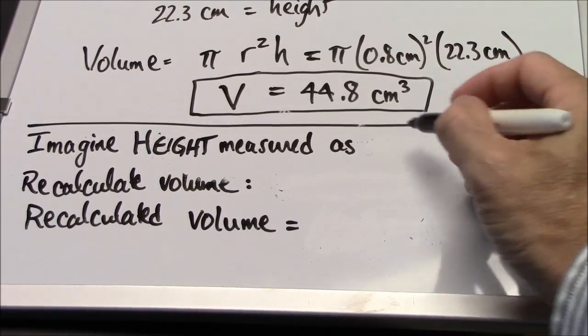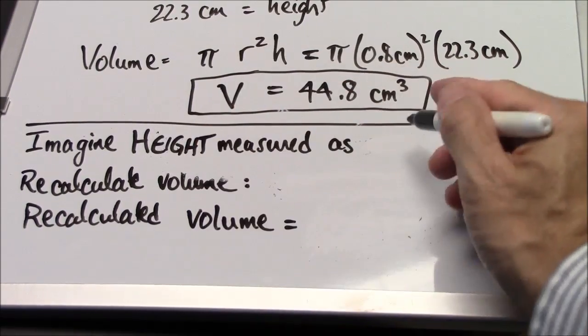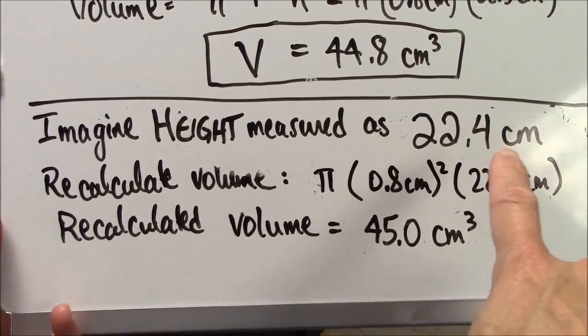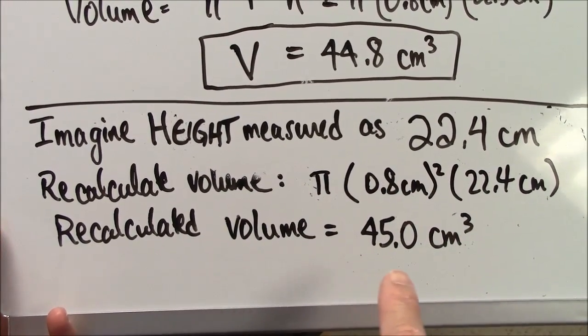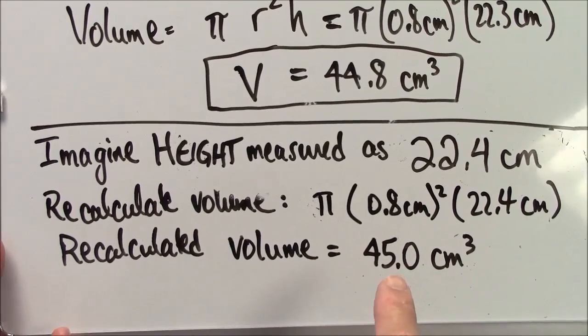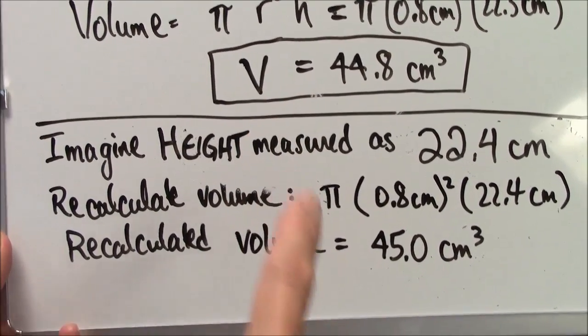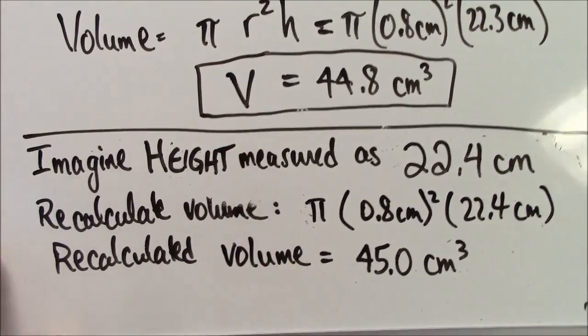I want you to also calculate what happens if you measure the height wrong. Here, I've imagined measuring the height poorly, and I recalculated the volume, and in this case, my percent error is very small. So I want you to do this with your coin data and see what you can learn from that.